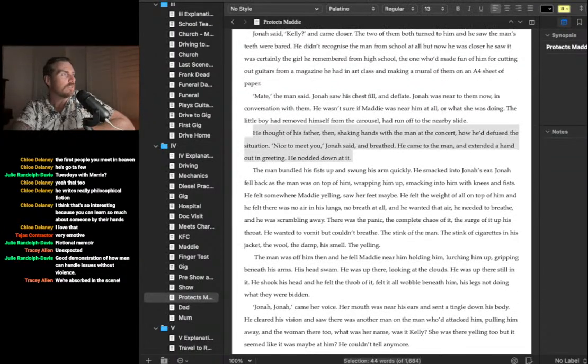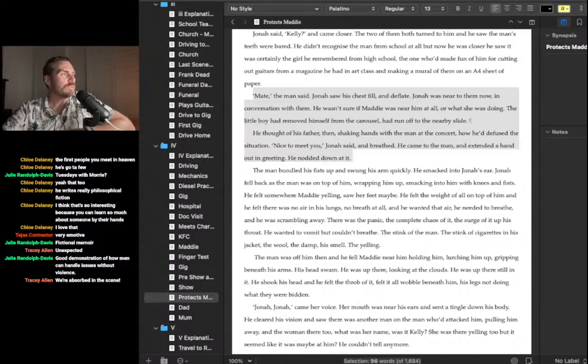So here, I see if I can find it here. He thought of his father, then shaking hands. So this guy is essentially yelling at his girlfriend in the park. Like, it's a pretty ugly scene. And Jonah decides he's going to step in and help.